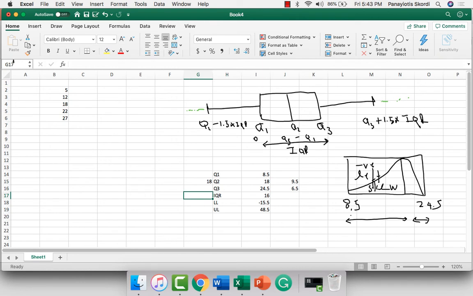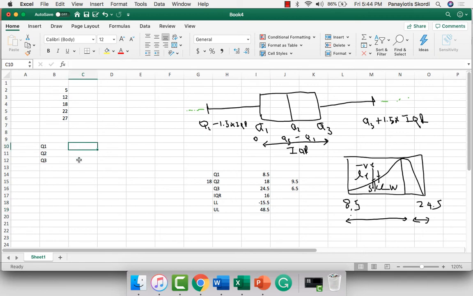So we have Q1. How do we find Q1? How do we find Q2? And how do we find Q3? The rest of what I did down here for the interquartile range, once you know Q1, Q2, and Q3, it's just formulas. So let's just figure out how you find Q1, Q2, and Q3.